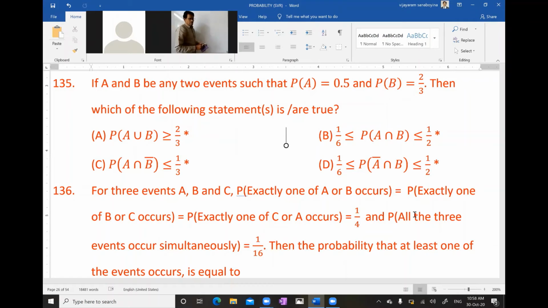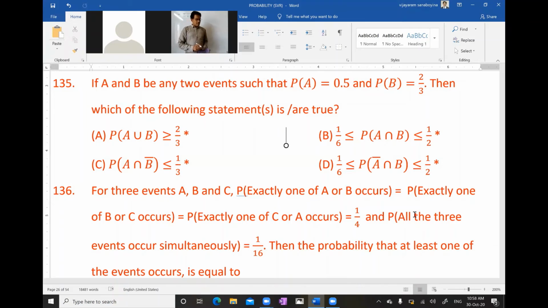Okay. Now coming to sum number 135, my dear. If A and B are any two events such that probability of A is 0.5 and probability of B is 2 by 3. 0.5 means how much? 1 by 2. And probability of B is equal to 2 by 3. It is given, my dears. Then which of the following statements is true? He gave some 4 statements, my dears. Of course, you know the answer from this one also.